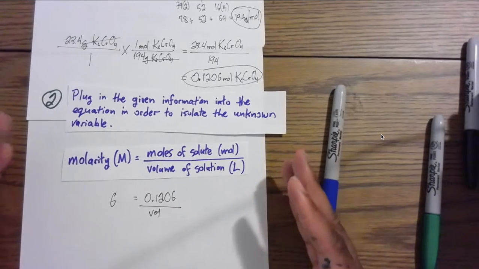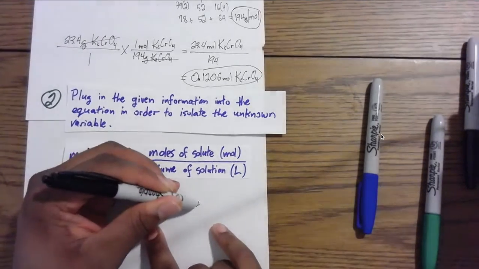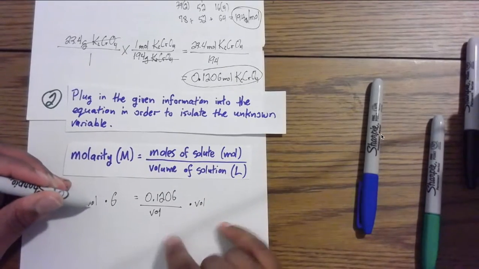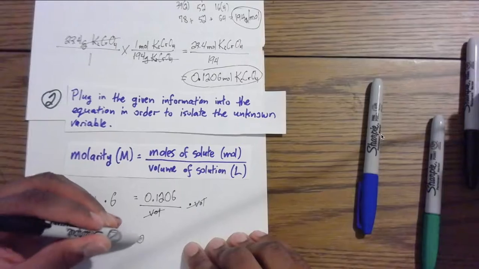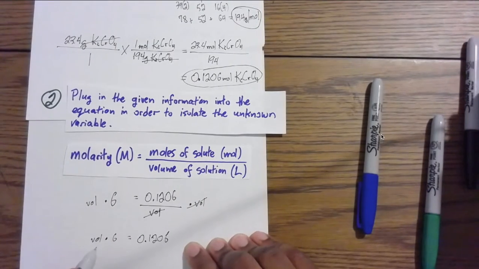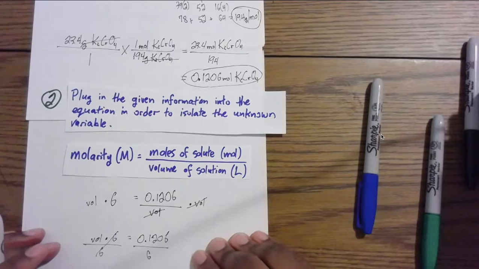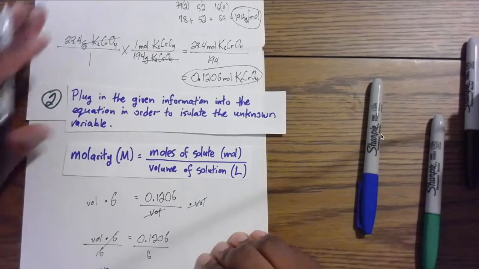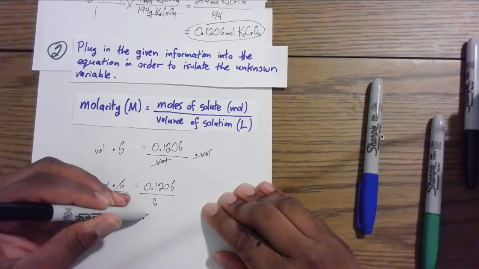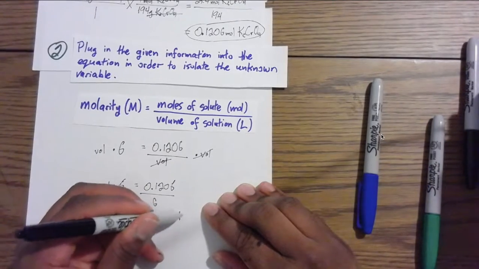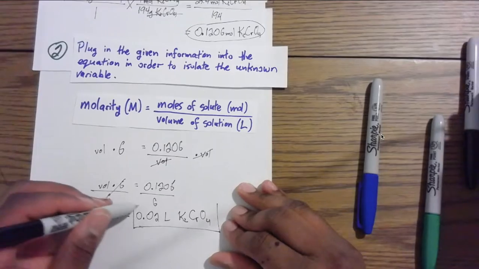Now we're just going to do a little bit of algebra to isolate this variable and solve. So let's get it out of the denominator first. Times volume on both sides, and that way it'll cancel. So volume times 6 equals 0.1206, and now divide both sides by 6, and once you do that, then the volume will equal 0.02 liters of potassium chromate. And this is our final answer, so we'll box that.